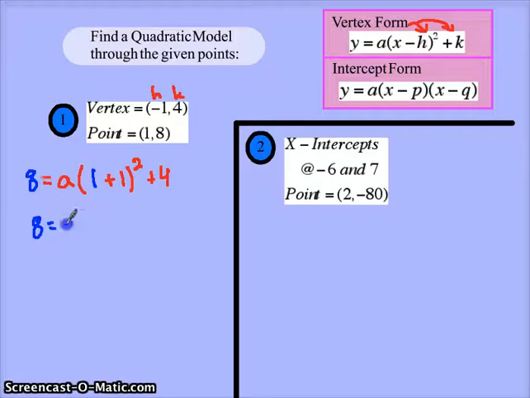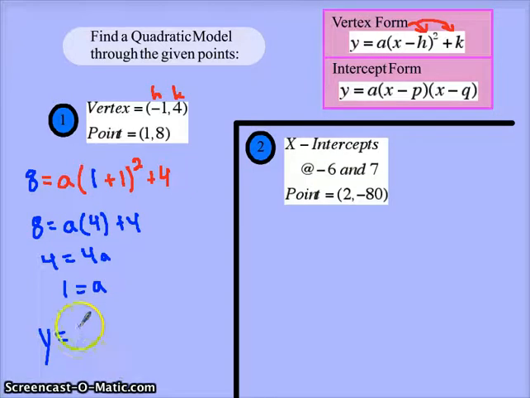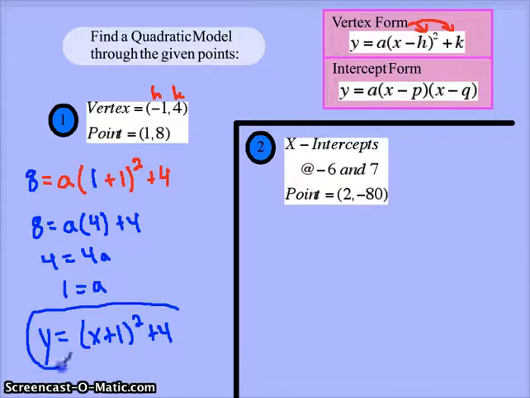So 8 would be equal to a times 1 plus 1 is 2, squared is 4, plus 4. Let's go ahead and subtract our 4 over to the other side, and finally divide by 4, and it just so happens that for this model, a comes out equal to 1. So our model would be y equals 1, which we don't need to write in there, times the quantity x plus 1 squared plus 4. And that model should go through this point with a vertex at negative 1, 4.